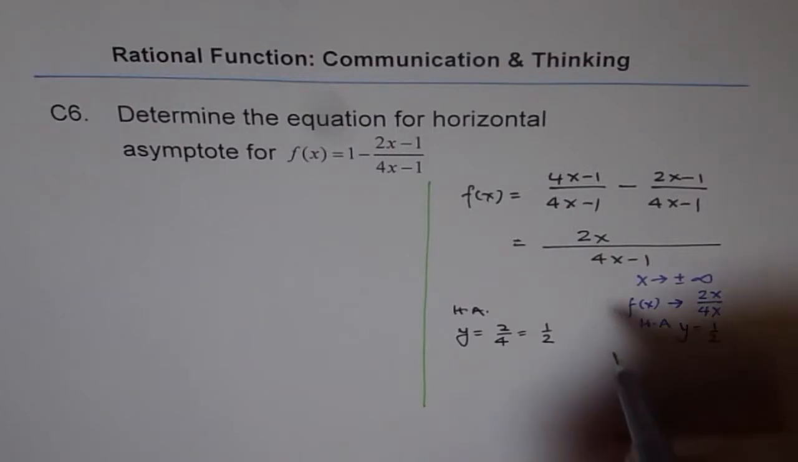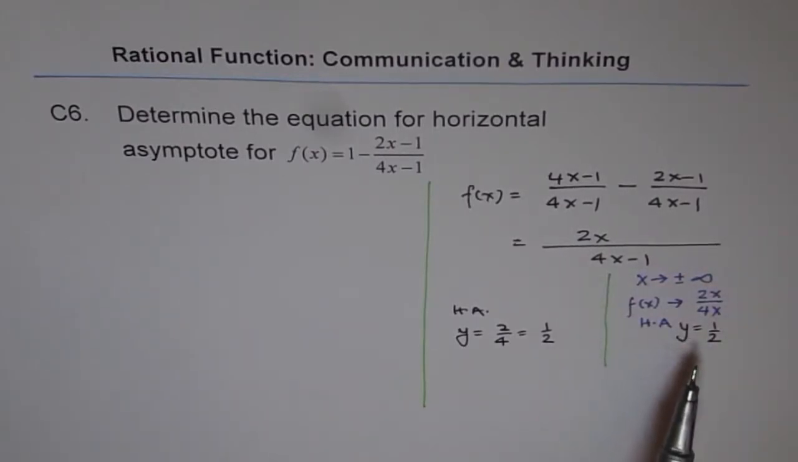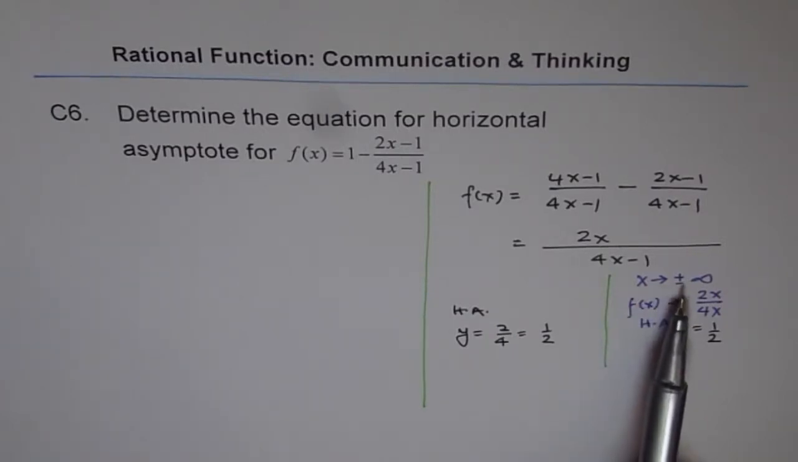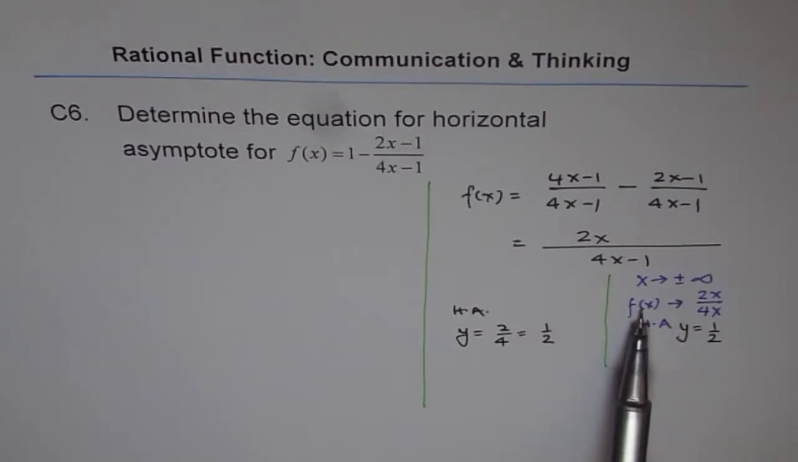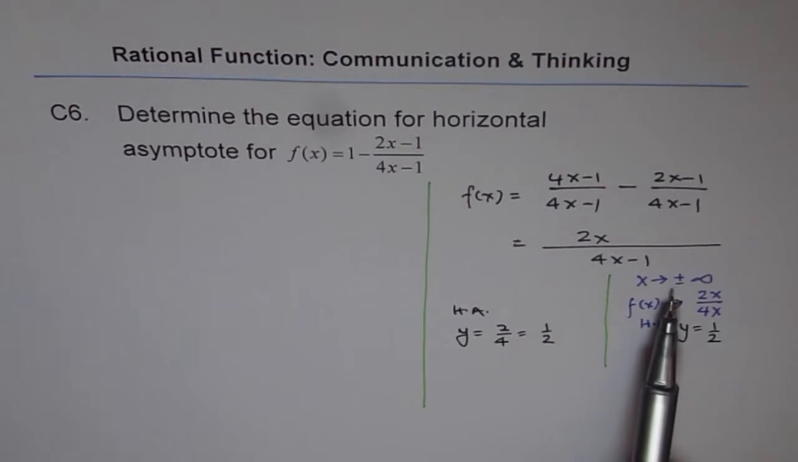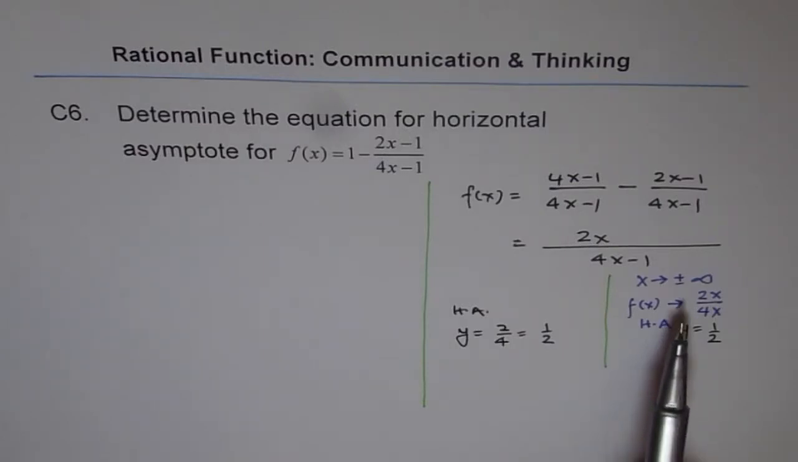Now remember, I did this to remind you of the basic definition of horizontal asymptote. What is it? When x approaches plus infinity, then f(x) approaches a fixed value, then that value of f(x) is the horizontal asymptote. Or if x approaches minus infinity and f(x) approaches a fixed value, then that value is the horizontal asymptote. In this case, whether it approaches plus infinity or minus infinity, f(x) approaches half, and therefore y equals half is the horizontal asymptote, okay? So that's one way we can do it.